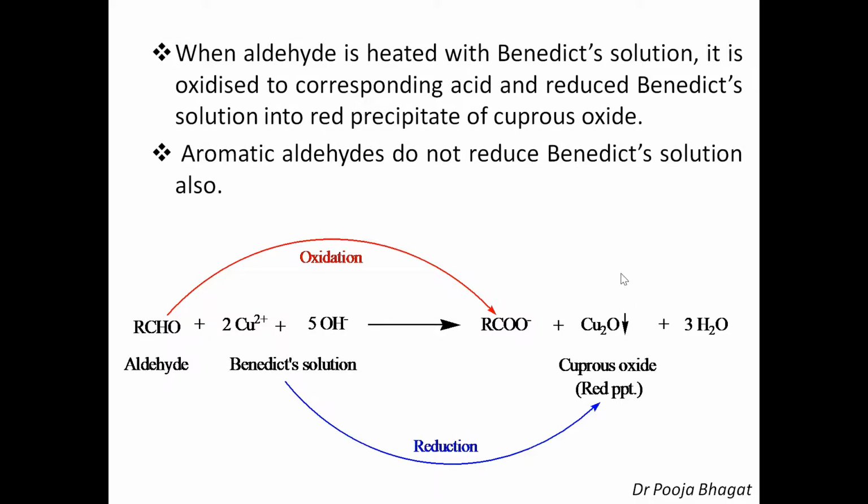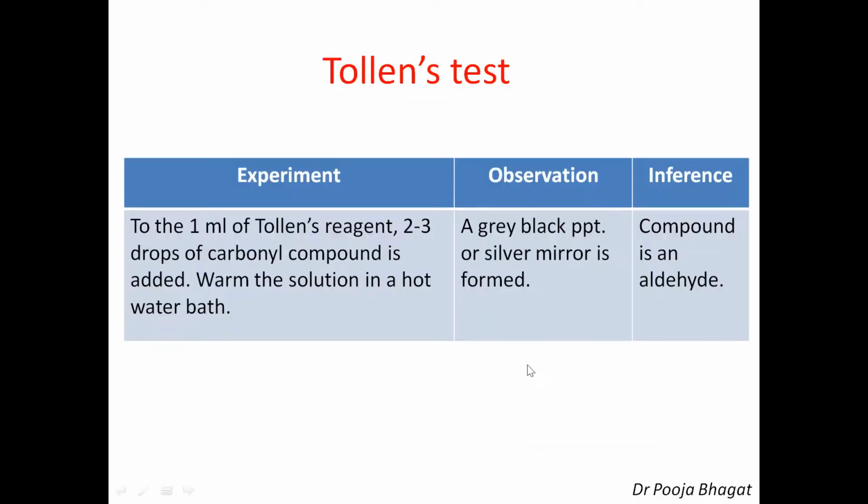And like Fehling solution, aromatic aldehydes do not reduce Benedict solution either. That means if you have to test aromatic aldehydes, the Tollens test is the positive test, while with the Benedict solution and the Fehling solution, you will get a negative test for aromatic aldehydes. Now I am showing what we have discussed till now, what is the chemistry involved in all these three tests, if you have to perform the experiment.